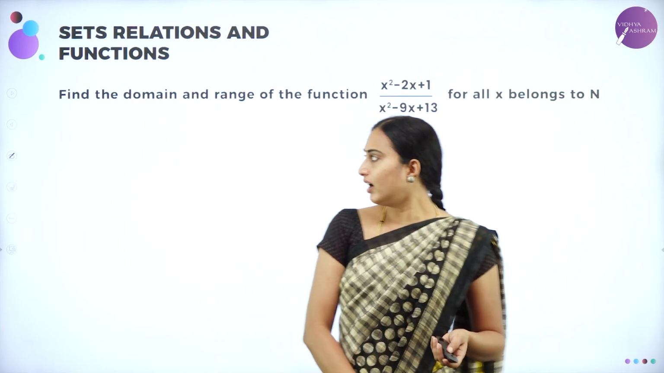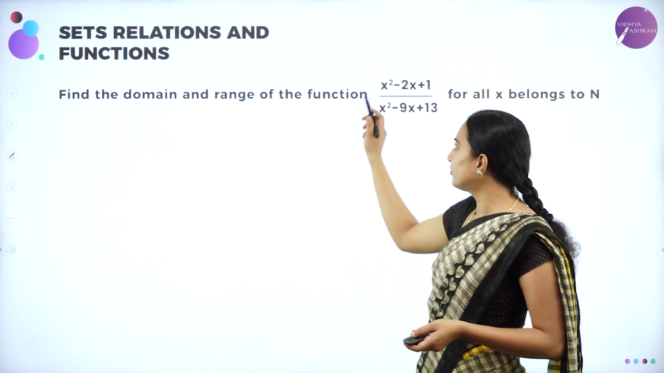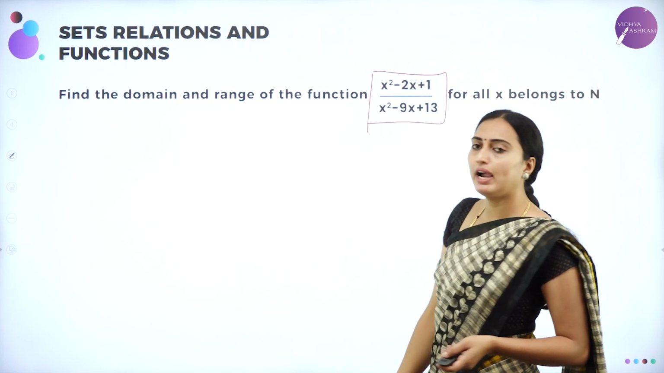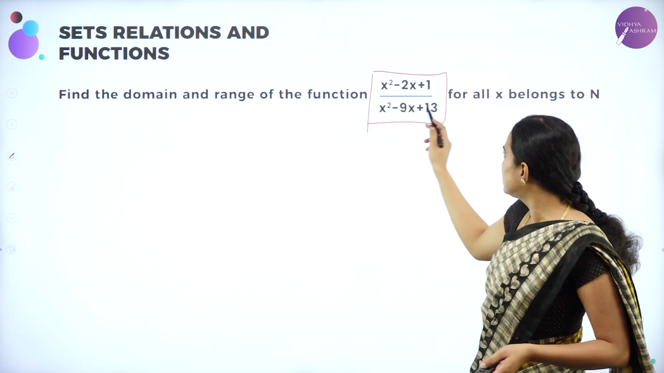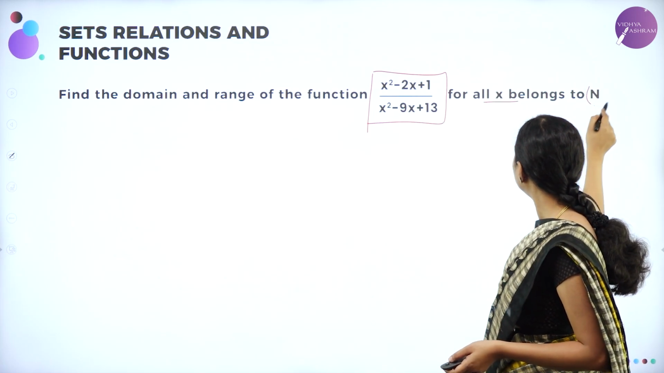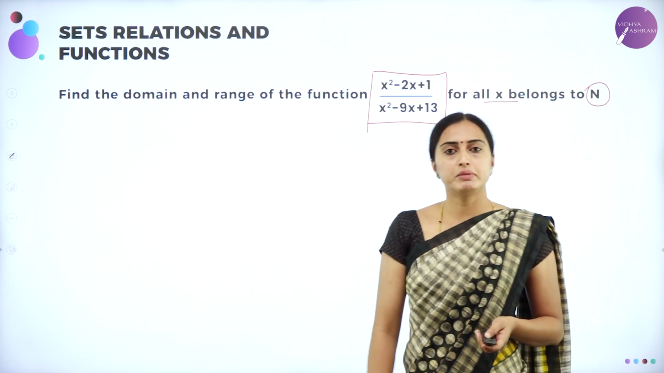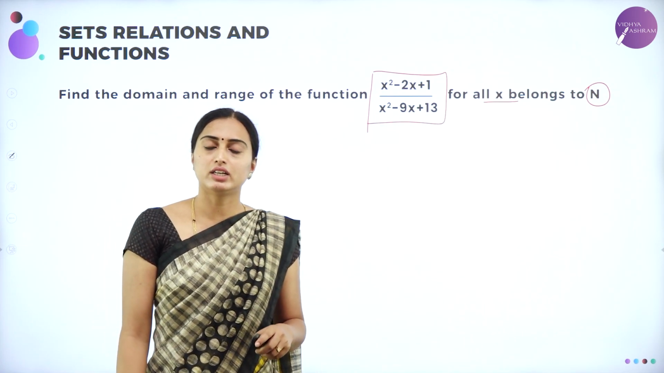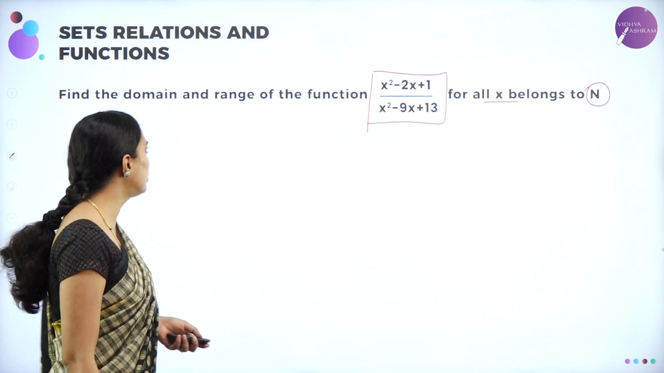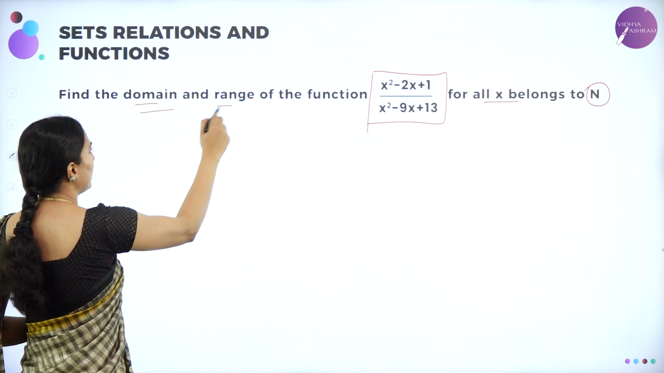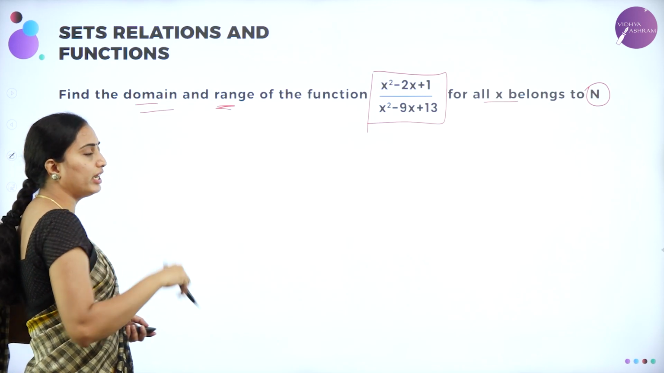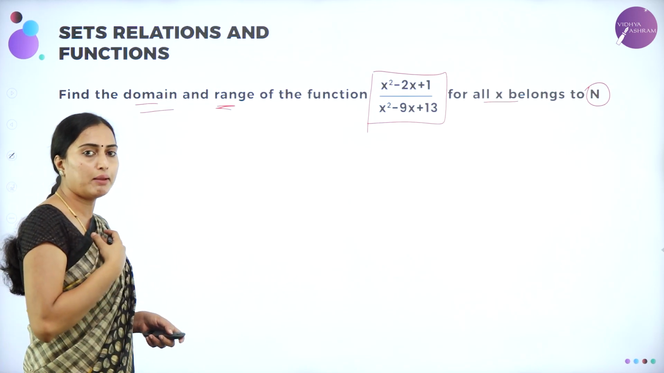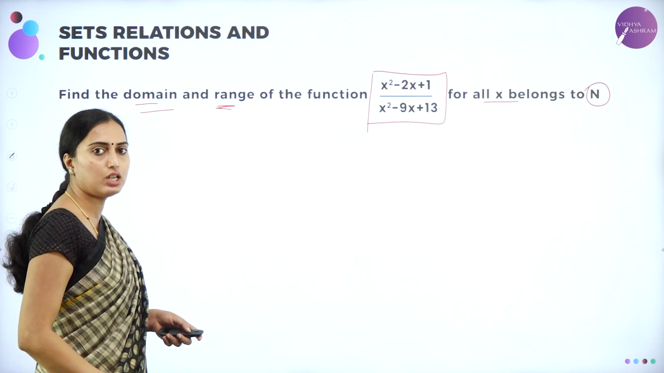What is that? They have asked, find the domain and the range of the function x squared minus 2x plus 1 divided by x squared minus 9x plus 13 for all x belongs to natural numbers. N means natural numbers. Therefore, x will start from 1, right? That is only the domain set. They have asked you to find out here domain and the range. Range is nothing but what we are finding, the function. Since they have given the function here, I am going to call the function as let f of x is equals to.